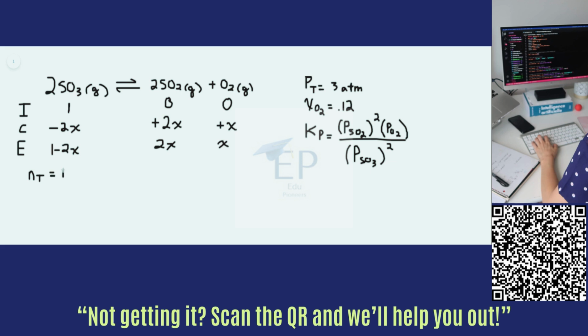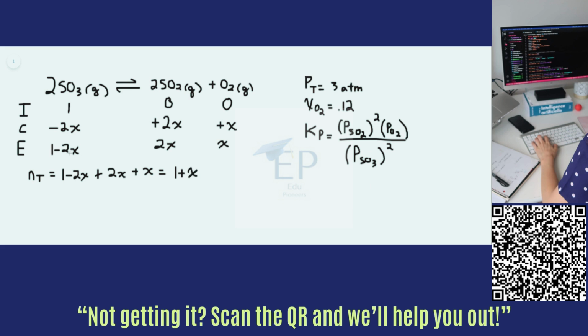So 1 minus 2x plus 2x plus x equals 1 plus x.